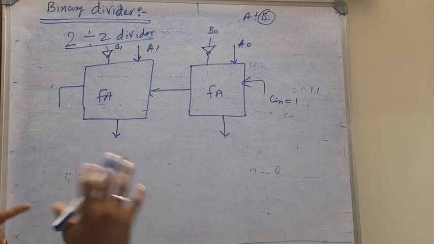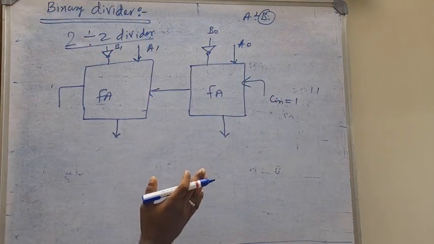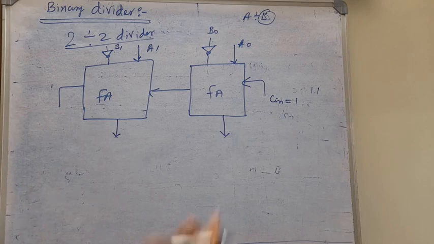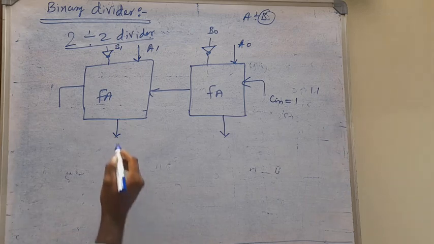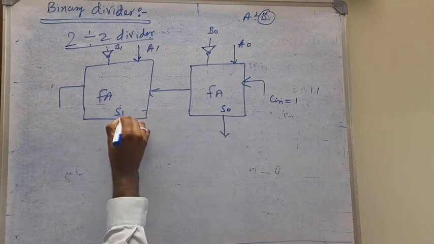Okay, first we are going to do what? First time subtraction is done. So after the first subtraction, if the sum result is greater than the subtrahend, that is the b value, then again you have to perform the subtraction. Okay, that is the concept. So for that purpose I want s naught, here s1, right?